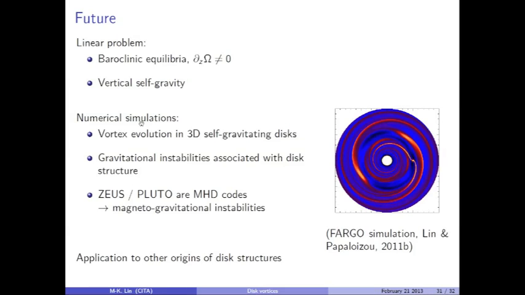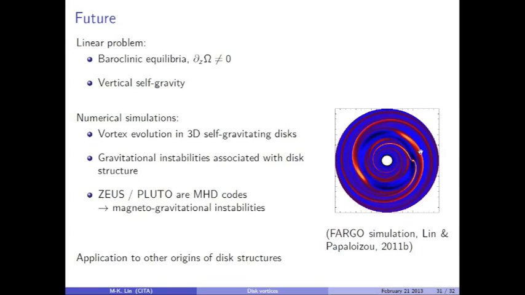On the numerical simulation side, one question to ask is, well, how do vortices evolve in three-dimensional self-gravitating disks? Because vortices are just overdense blobs, right? Now, I want to stress that this vortex instability, although it gives you these overdense blobs, is not a gravitational instability. Now, there is a class of gravitational instabilities associated with disk structure. So that's the plot here. This is a disk-planet simulation where I put in a giant planet in a self-gravitating disk, and the gap edges become gravitationally unstable through these global spiral instabilities.